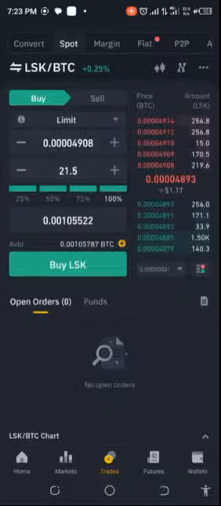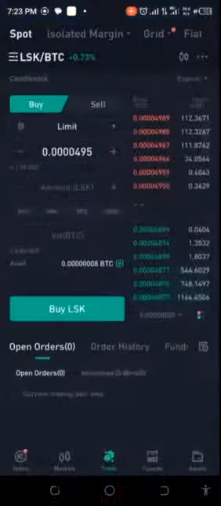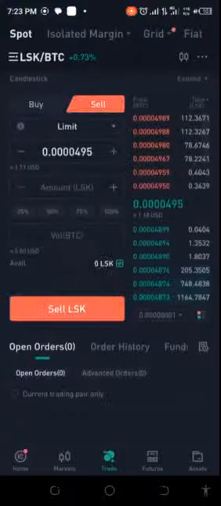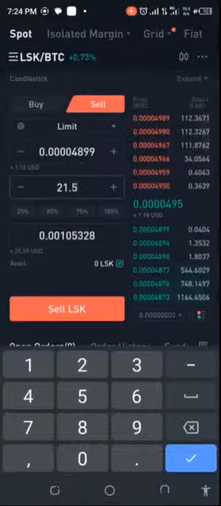Let's try and see what this will give us on the other side before we go ahead with that. So let me see what I have here: 495. If I want to sell this, what would I be selling it at? 4899. That's going to be less than what we want. So what are we going to do? Because if I put 21.5 here, I may not be able to. Let me just see what this is going to give us.